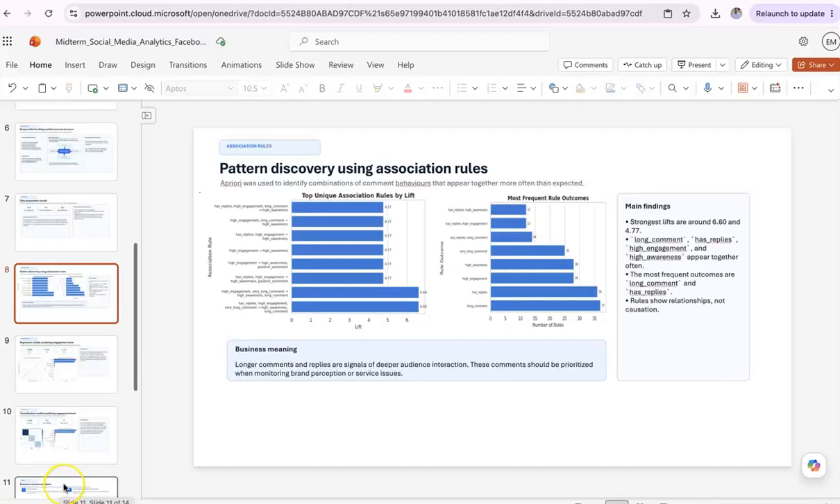For this next slide, I'll be talking about pattern discovery using association rules, and for this, Apriori was used to identify combinations of common behaviors that appear together more often than expected. So these visualizations we have here, like top unique association rules by lift and most frequent rule outcomes, were all gotten from the notebook. I'll switch over so you can see how they were gotten.